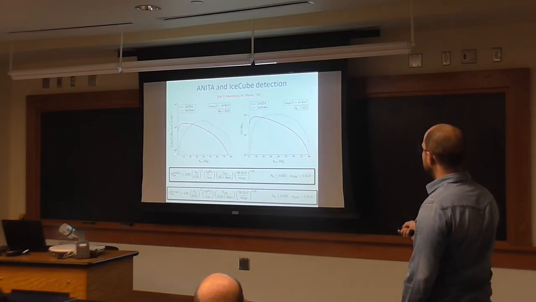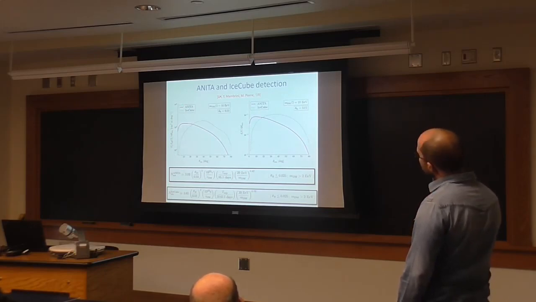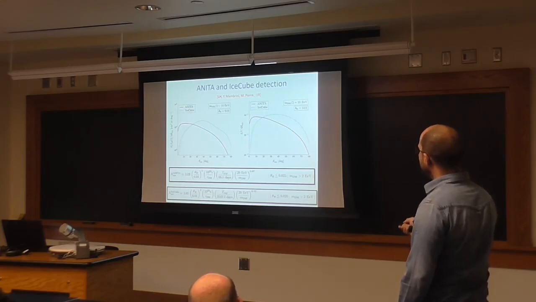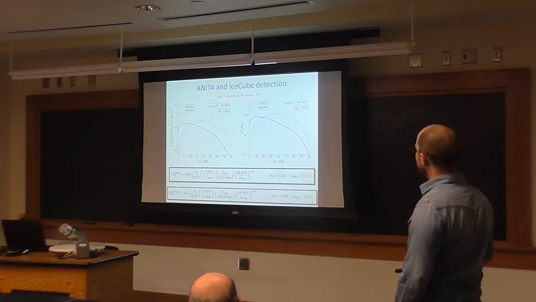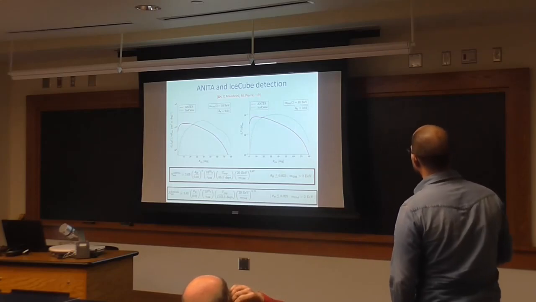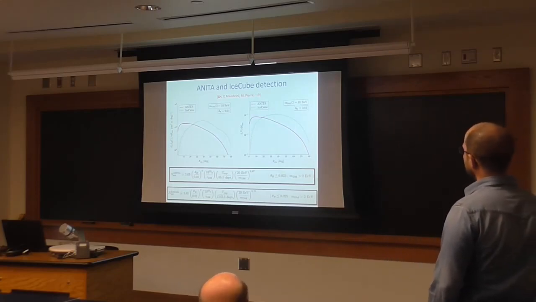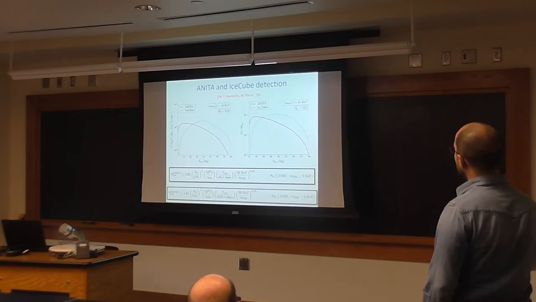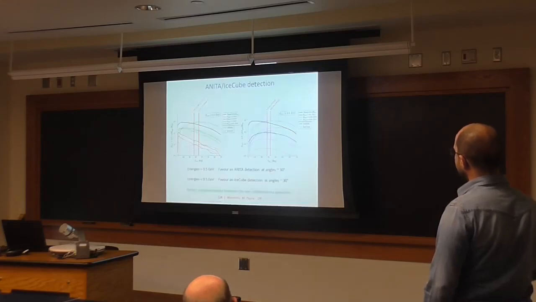And what you can see is that the effective area of the two detectors is significantly different, and that somehow IceCube would favor the detection of events at larger emergence angles, whereas ANITA would favor detection at relatively lower angles. But you see that the effective areas would be very close to each other. And then given the exposure time, you see that the number of events that you could expect is also roughly of the same order.